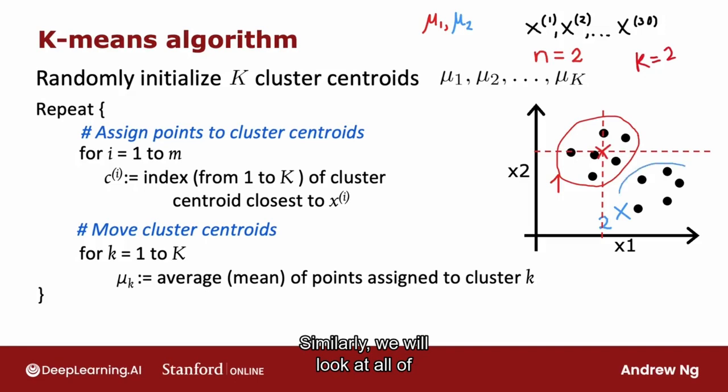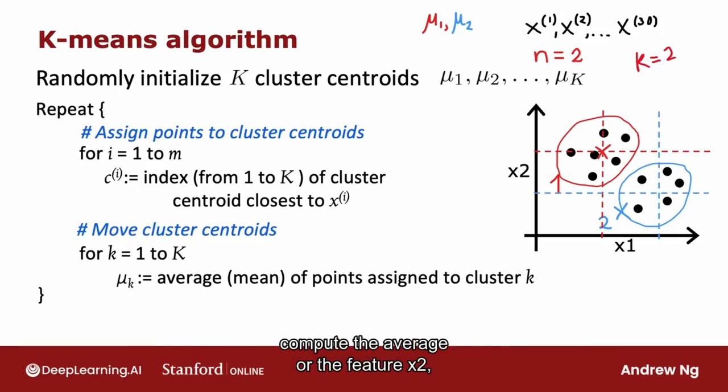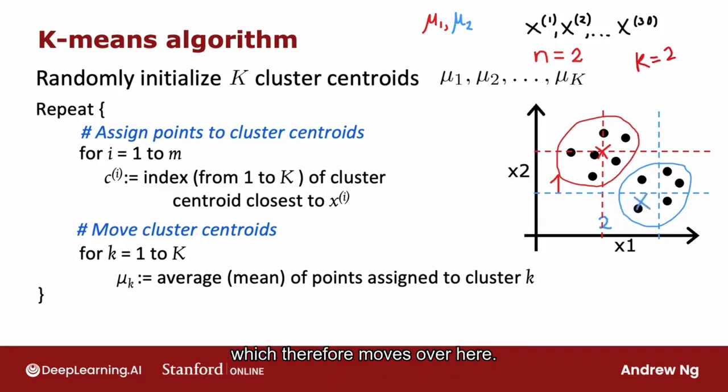Similarly, we will look at all of the points that were colored blue, that is, with c(i) equals 2, and compute the average of the value on the horizontal axis, the average of their feature x1, compute the average of their feature x2, and those two averages give you the new location of the blue cluster centroid, which therefore moves over here.